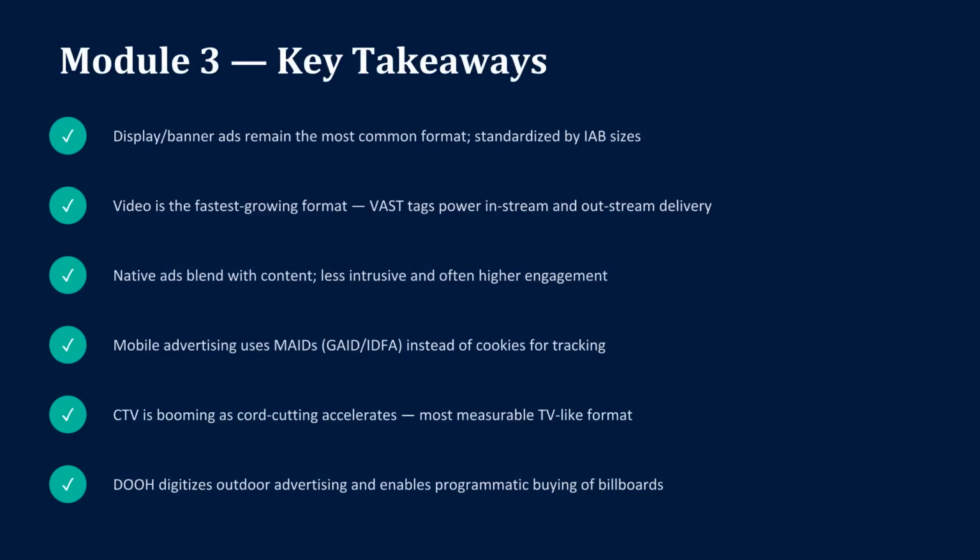That wraps up Module 3. Let's quickly recap what we covered. Types of ad creatives: IAB standard ad sizes, video advertising, mobile advertising, in-app, CTV and OTT advertising, and DOOH, digital out-of-home. Up next, Module 4, KPIs: impressions, clicks, conversions, and viewability.